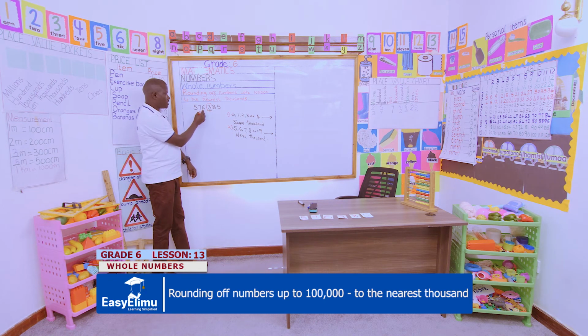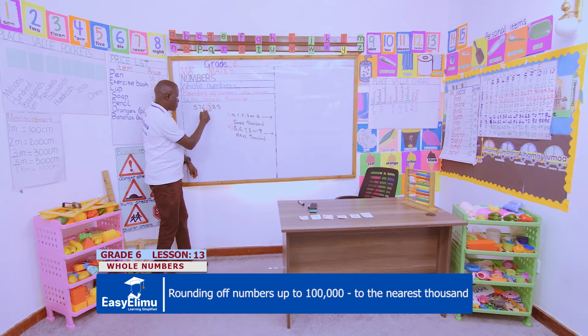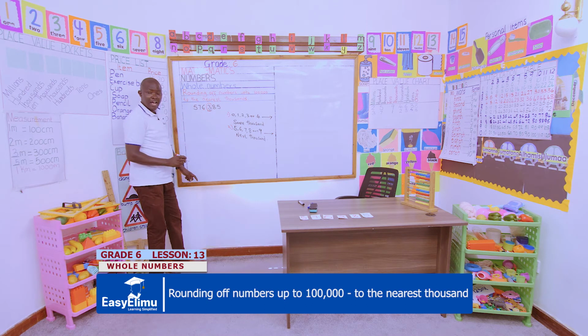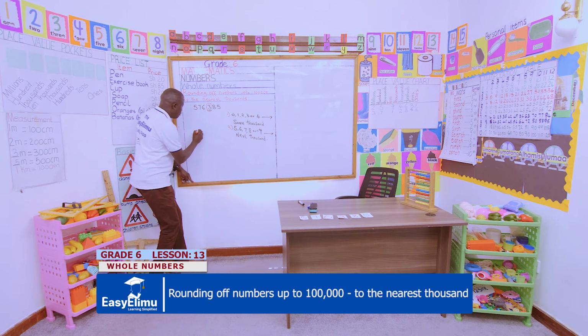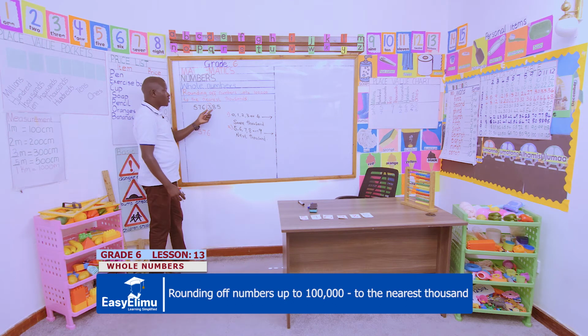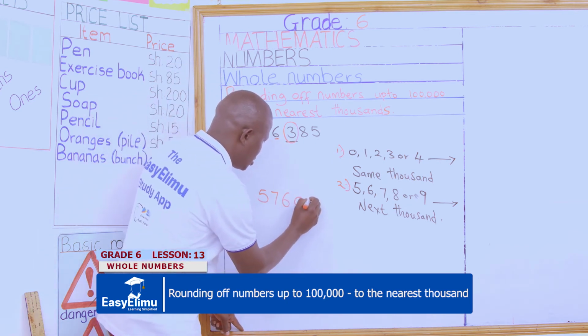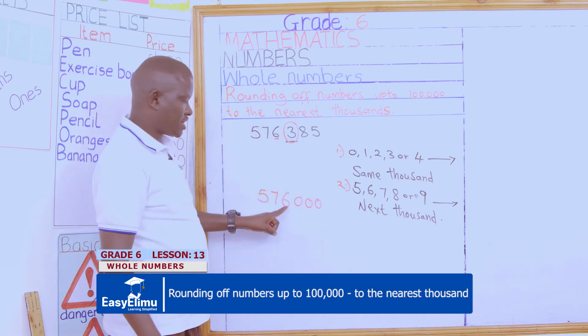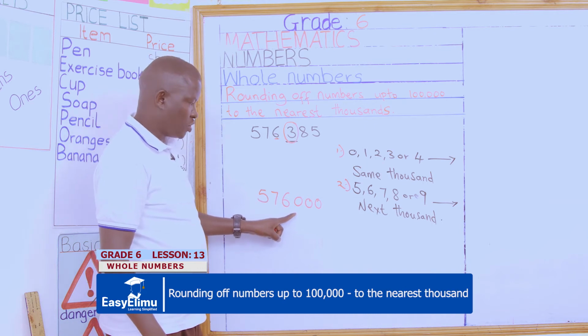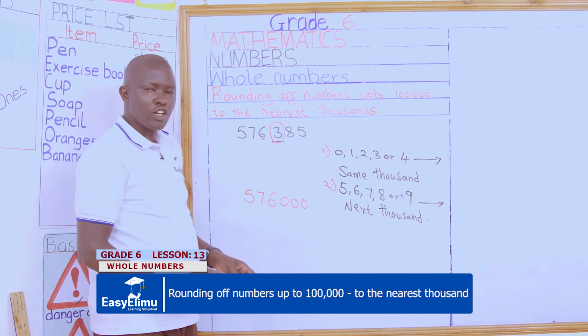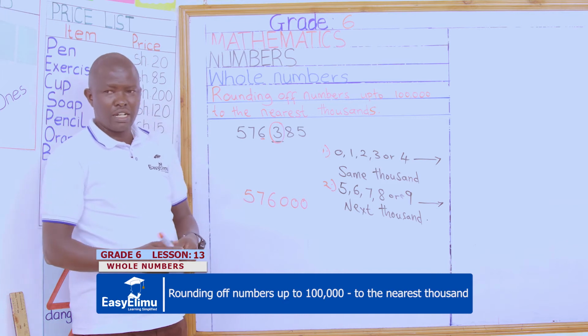And the thousand we have is 6. So the number, when rounded off to the nearest thousands, will be 576, and we replace these other digits with zeros. So it is in the same thousand. It has not moved to another thousand. So we have rounded off to the same thousand.